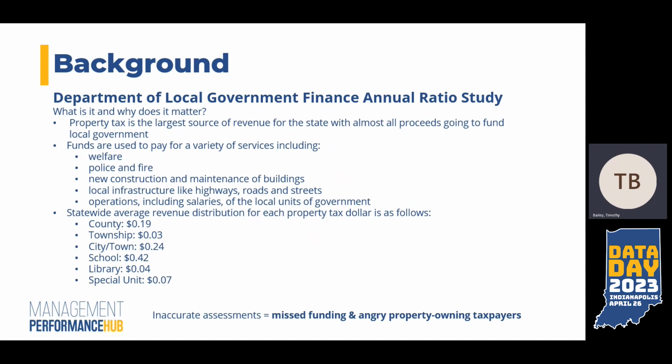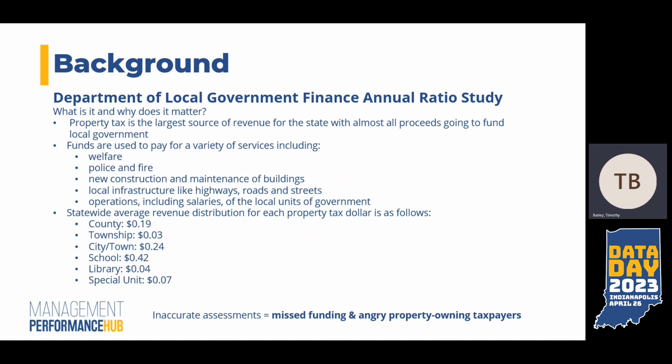So what is the ratio study and why does it matter? Property tax is the largest source of revenue for the state, with almost all proceeds going to fund local government. Funds are used to pay for a variety of services, including welfare, police and fire, new construction and maintenance of buildings, local infrastructure like highways and roads and streets, and operations, including salaries of local units of government.